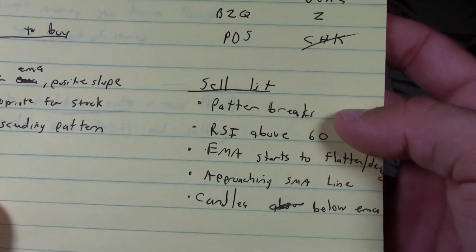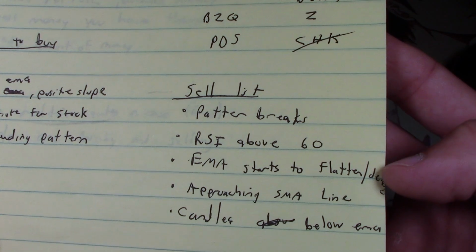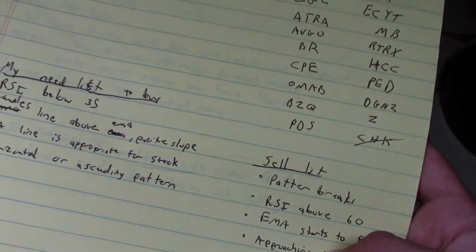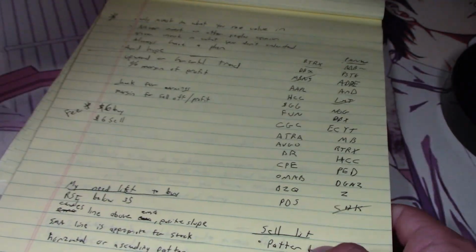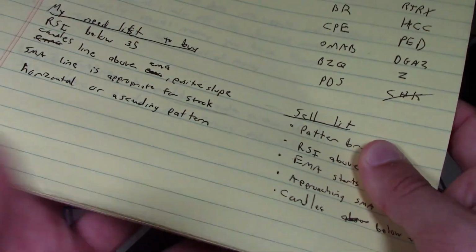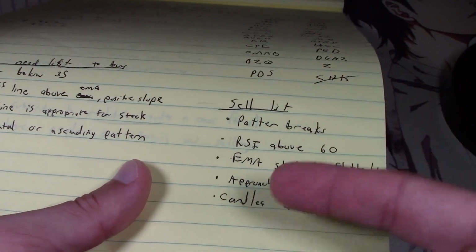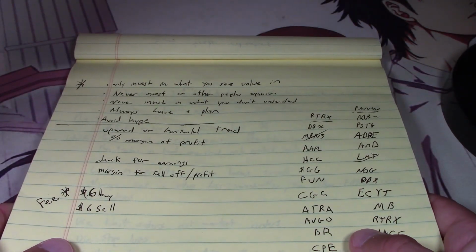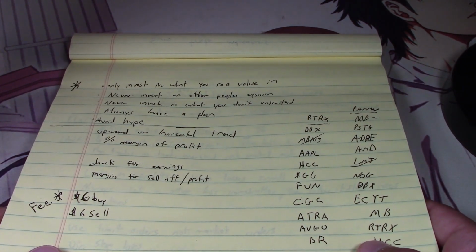And I was going to sell if the pattern broke. RSI is above 60. EMA starts to flatten, approach SMA line. In my opinion, this sell list is good theoretically, but in reality, probably the next day one of these was going to break or something was going to happen. So I think especially in this market, being more flexible and open to volatility and changes is important.